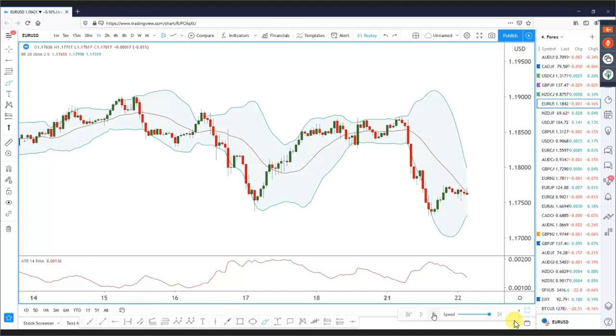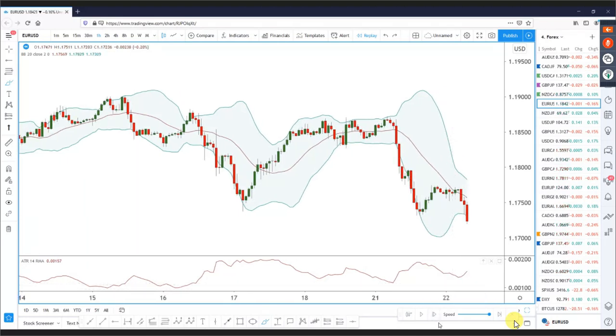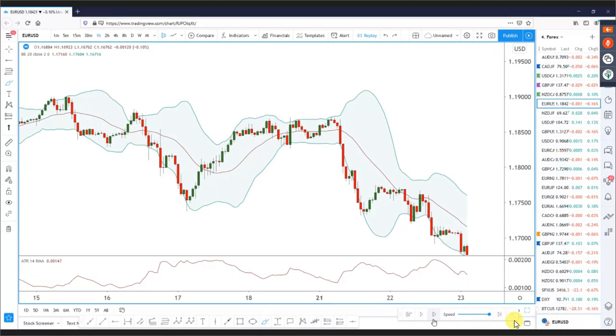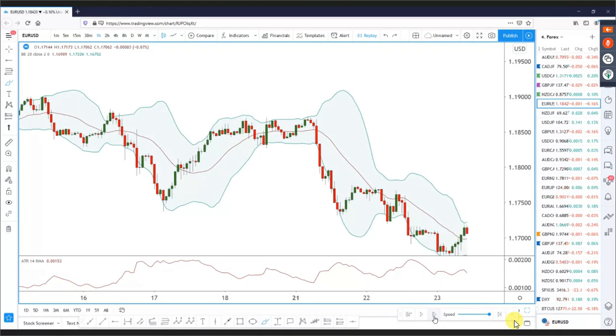Okay, let's continue playing this. Dropping, dropping. So I mean, that's just one way you can use the volatility indicator that we have mentioned today.